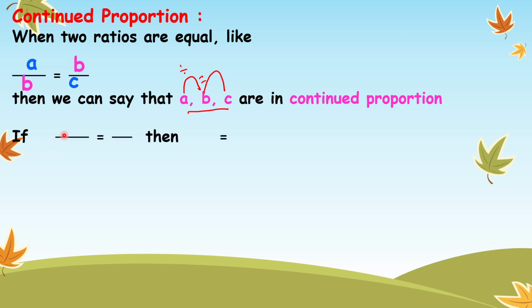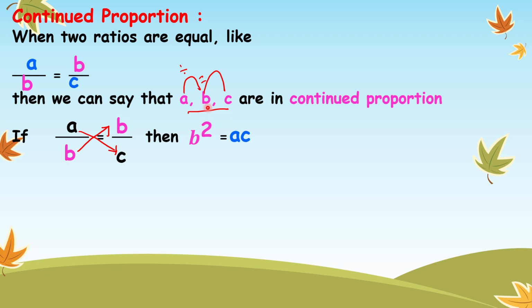Now if A upon B is equal to B upon C, then what is the meaning of this? The first meaning is A, B, C are in continued proportion, and second meaning, if you take cross multiplication, B into B means B square is equal to A into C. Therefore we say that if A, B, C are in continued proportion, then A upon B is equal to B upon C, or B square is equal to AC.